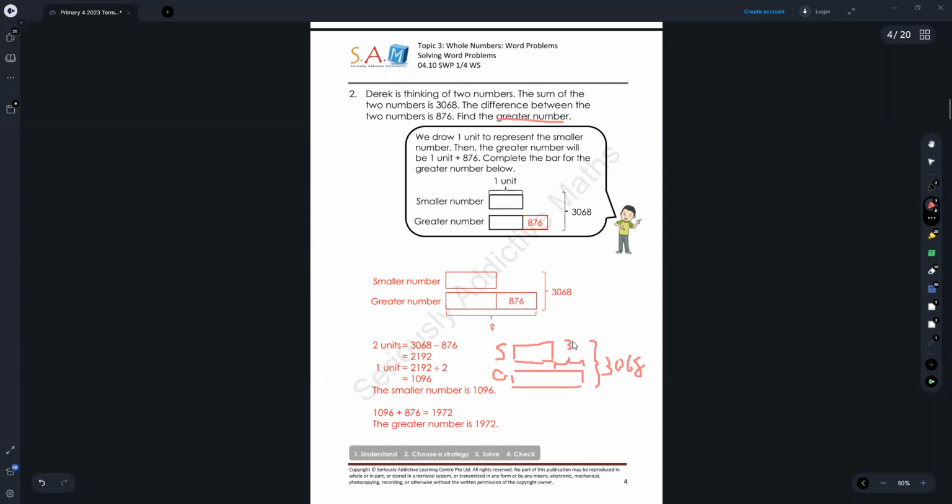3068. Now, so how do they solve this question? There's one more thing that you need to do. That is, to try to locate where are the equivalent units. So you can actually draw a line here.